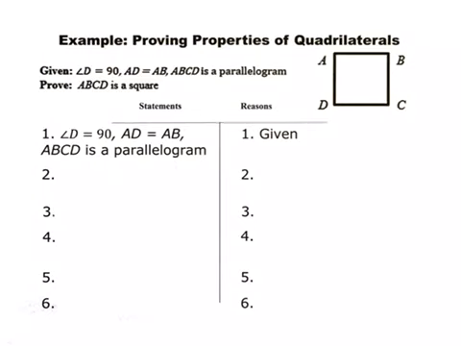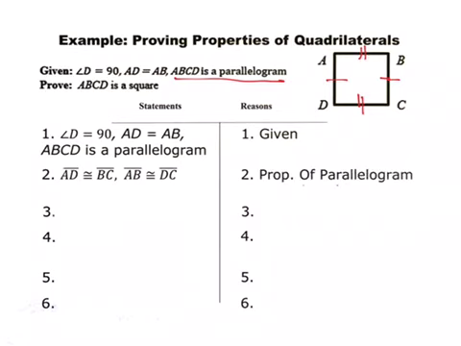From there, because they told us it's a parallelogram, we know that the opposite sides are congruent. So we're going to go ahead and talk about that. So AD is congruent to BC, AB is congruent to DC by property of a parallelogram, or opposite sides congruent.